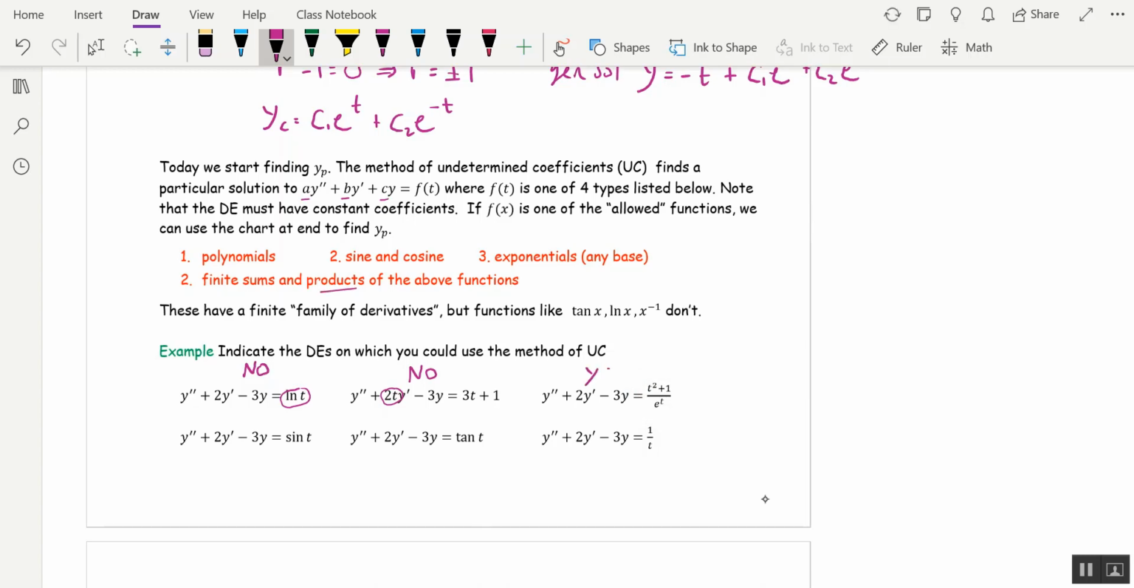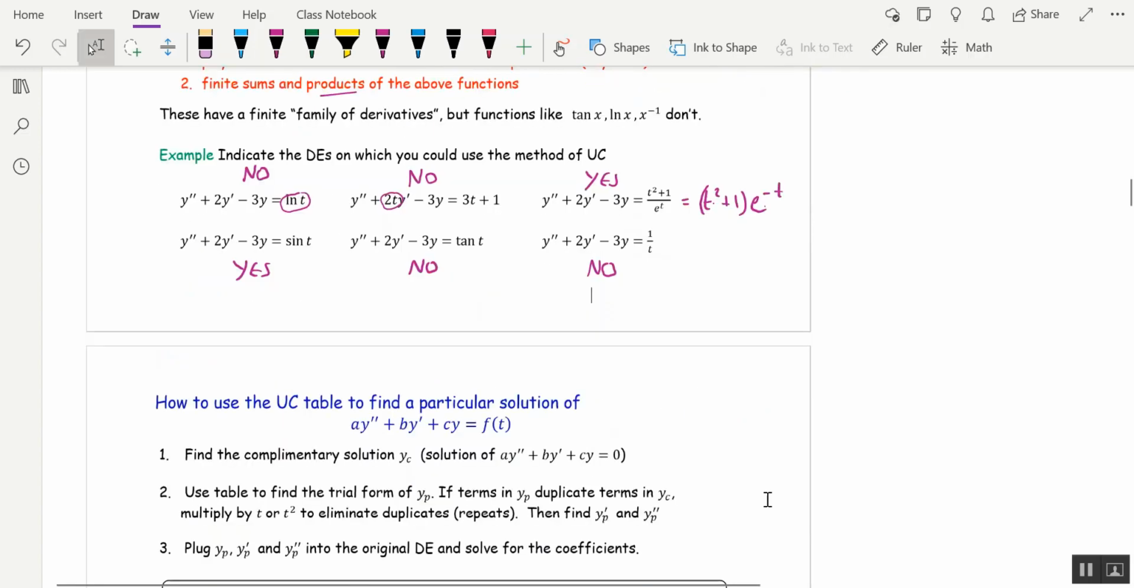But actually, this one's a yes, because you can write t squared plus 1 over e to the t as t squared plus 1 times e to the negative t. And that's an exponential. So the product of an exponential times a polynomial is allowed. And there are constant coefficients. So that one's good. The next one, yes, absolutely. No problems there. Next one over, no, tangent's not allowed. Tangent is a quotient of sine and cosine, but that's not allowed. Next one, again, no. We've got constant coefficients, but we can't have a t to the negative 1. We can't have a quotient of polynomials.